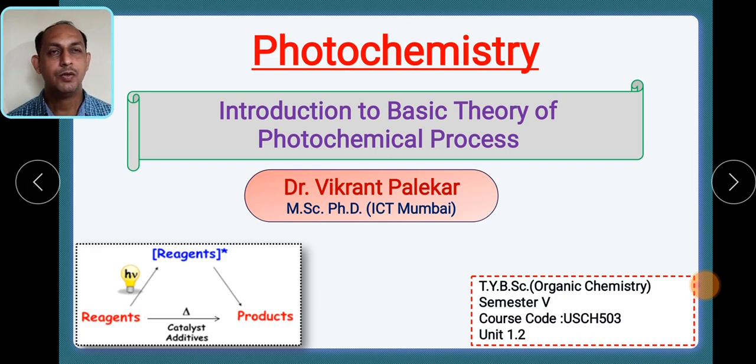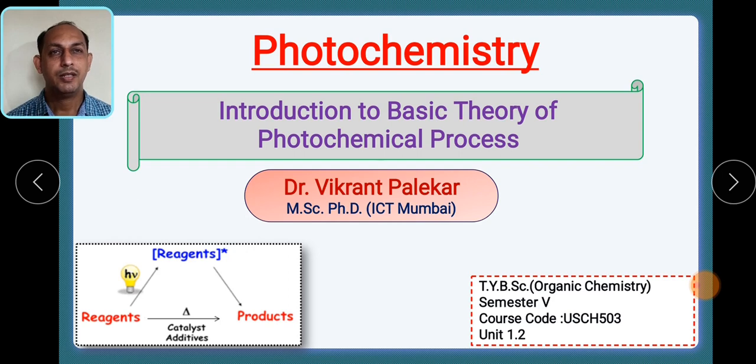Today, we are going to see a new topic, that is photochemistry, from unit number 1. In earlier classes, we have seen there are n number of reactions which are carried out by supplying heat energy, in which the reactants get converted into products. In order to convert the reactant into the product, we can use different catalysts which help to reduce the energy required for converting reactants into products.